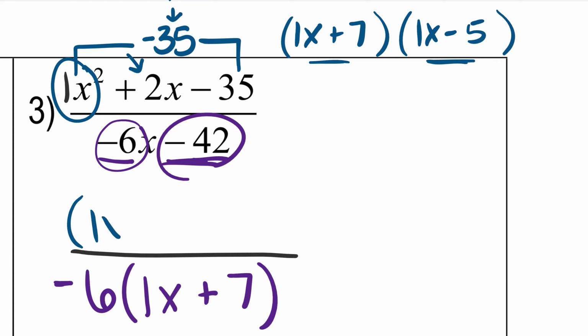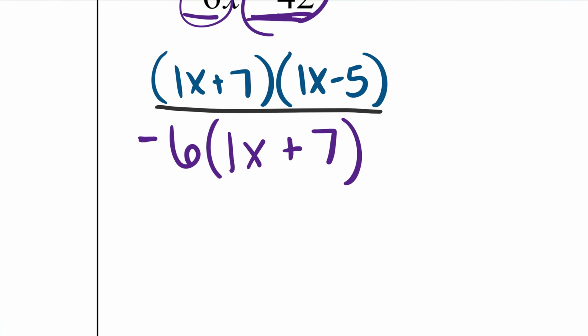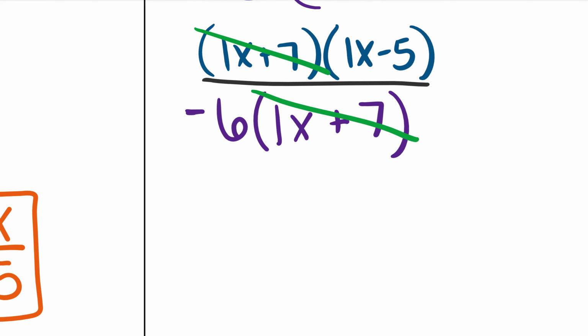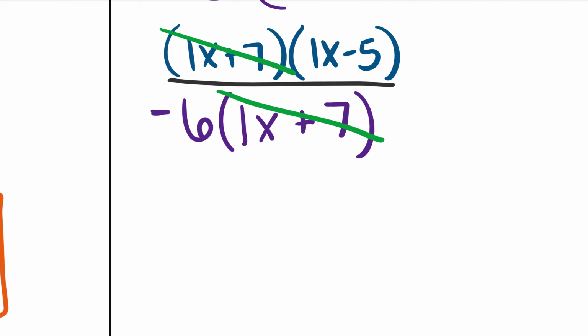So I have 1x plus 7, 1x minus 5. Alright, so I did GCF, I did factoring, now I do reduce. Well, I don't have a GCF, there's nothing out here to reduce with the 6, the negative 6, so I can't do anything with that. But these 2 parentheses right here are exactly the same, so I get rid of them. And my answer for this one is just going to be whatever's left over. So on top, I have x minus 5, divided by the bottom, all I have left over is negative 6.